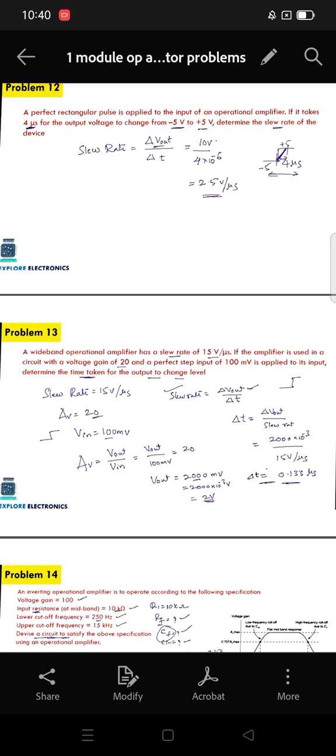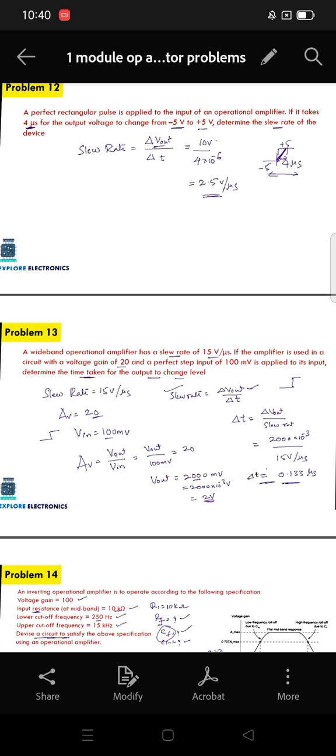What are all the quantities they have given? Slew rate equals what? 15 volt per microsecond, and the gain is AV equals 20 and Vin is 100 millivolt. First we have to find the slew rate.